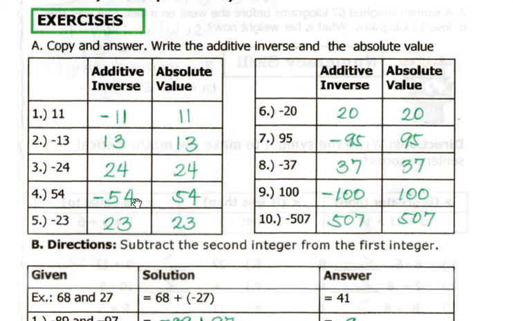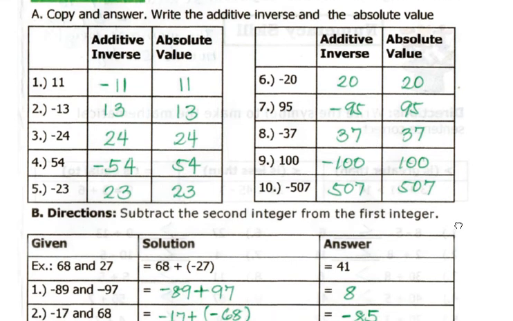54, the inverse is negative 54, absolute value 54. For negative 23, we have here inverse, positive 23, then absolute value is 23. For number 6, negative 20, additive inverse is positive 20, absolute value is 20. And here, I don't need to discuss up to number 10. It's so easy to follow. Now let's move on to B.